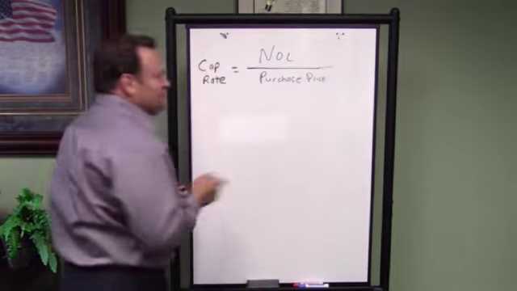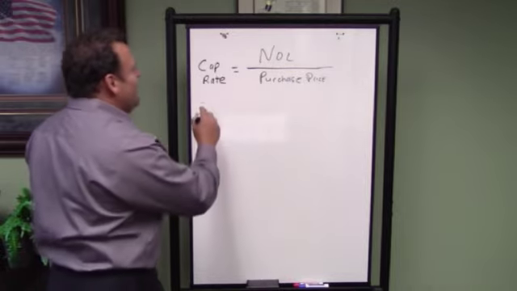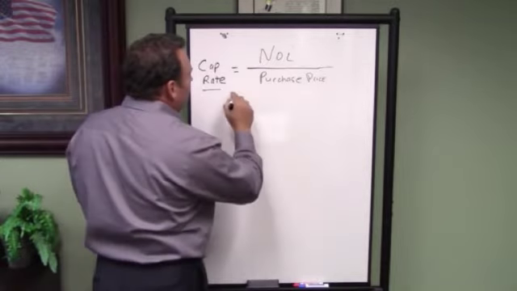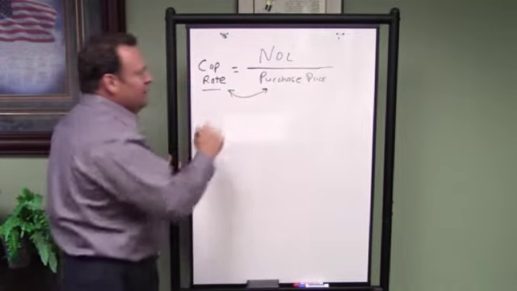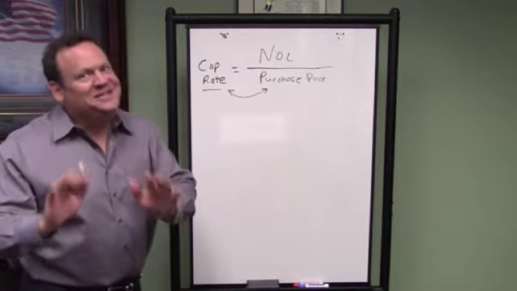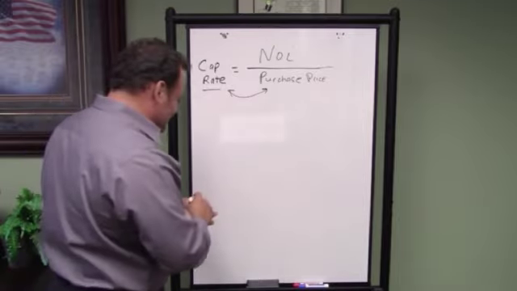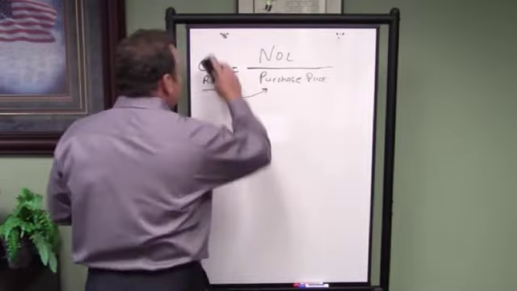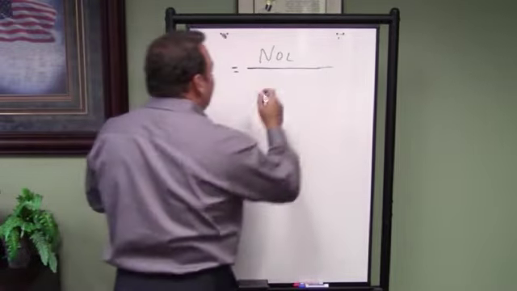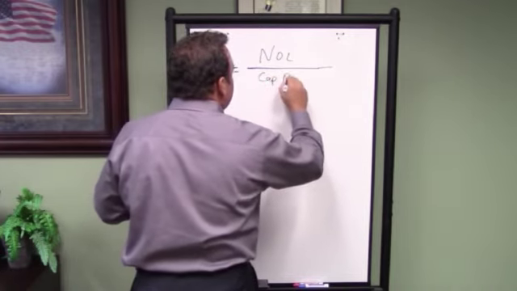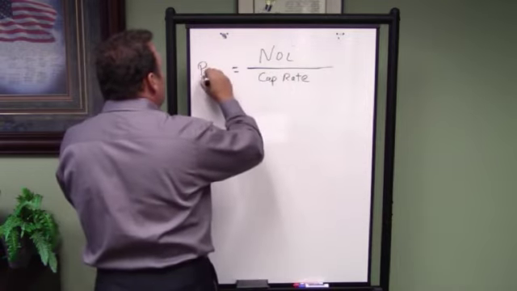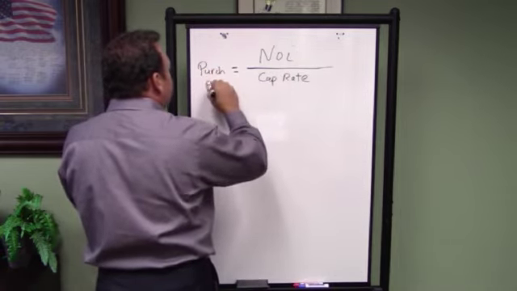In algebra, if we have x equals a over b, you can switch these two, X and B, and the formula works the same. Trust me, if you don't know that, just trust me. It's the same thing, just backwards. So if I said NOI divided by the cap rate that you find acceptable, that you're looking for, that will tell you what you should pay for the property.